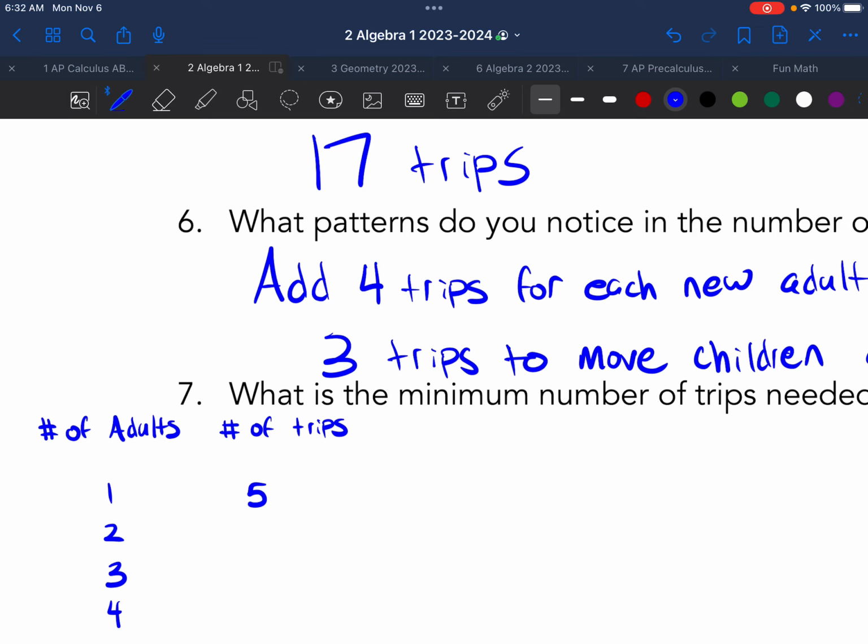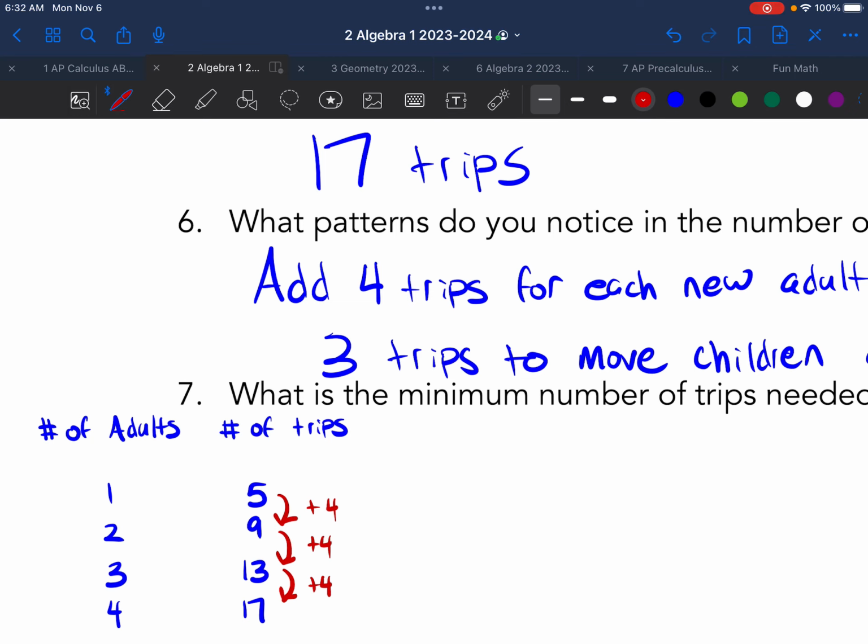For 2, we added 4 to that, we got 9. We added 4 to that, we got 13. We added 4 to that, we got 17. And that was the pattern, right? To get from 5 to 9, we added 4. To get from 9 to 13, we added 4. To get from 13 to 17, we added 4.